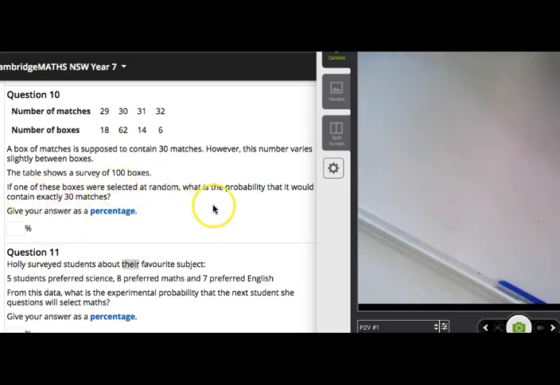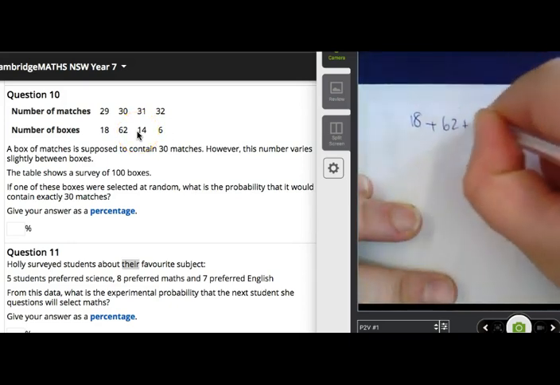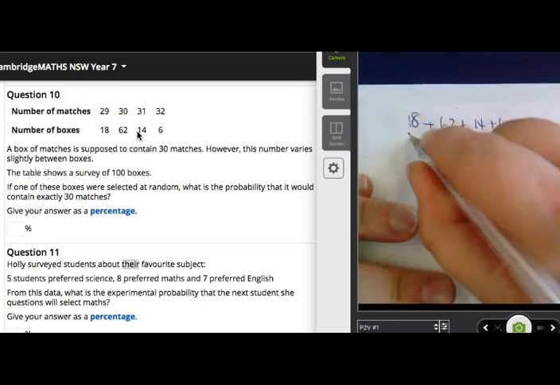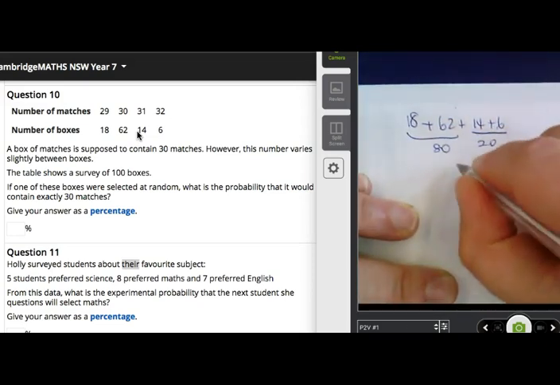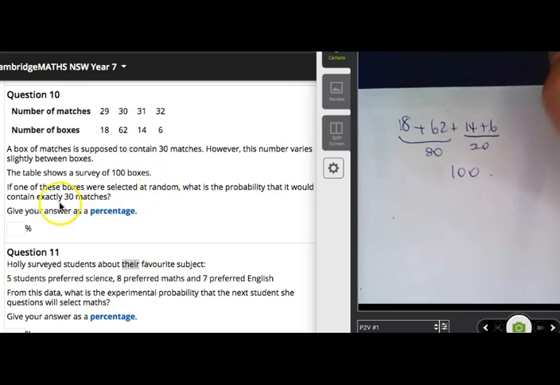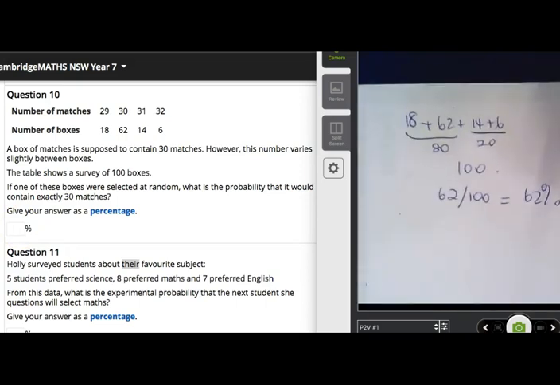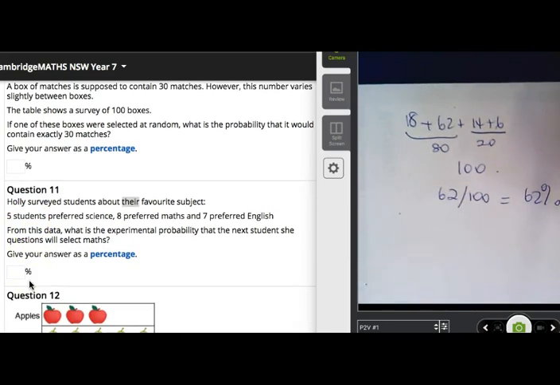If one of the boxes were selected at random, what is the probability that it would have exactly 30 matches? How many boxes were there in total? You need to add these numbers down here to see how many boxes there were in total. So we need to add 18 plus 62 plus 14 plus 6. Well, 14 and 6 is 20. 18 and 62 is 80. Is that 100 boxes? So we've got 100 boxes. What is the probability that they would contain exactly 30? Isn't it 62? 62 out of 100, which is 62%. Because it's out of 100.